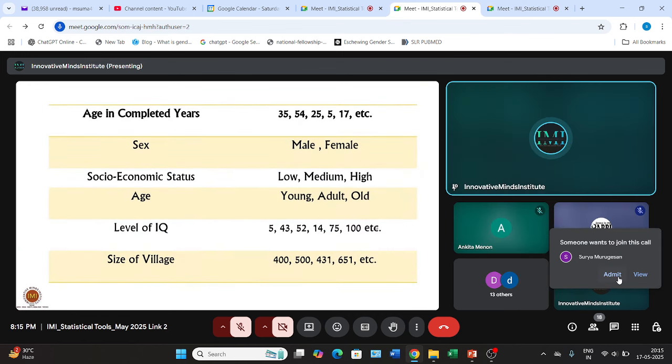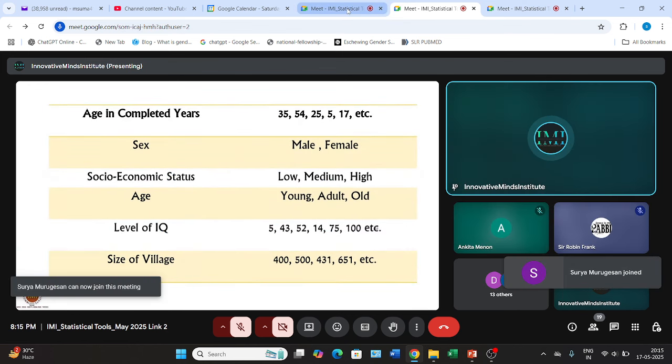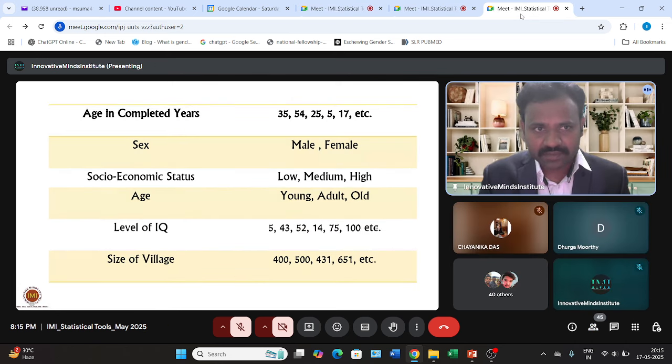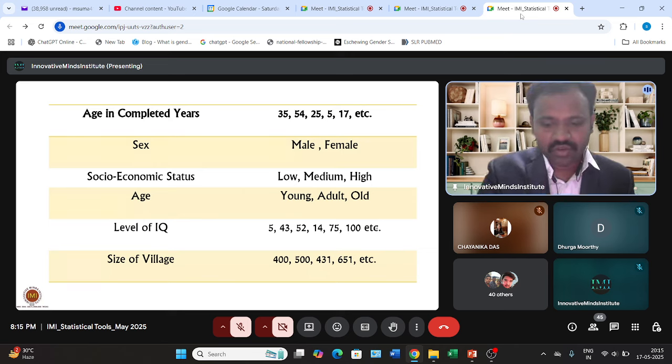At least if some people answer, that would be better for us. Age in completed years. So, is it categorical or numerical? Anybody? Categorical or numerical? Category. Yes. Thank you so much for your answer.